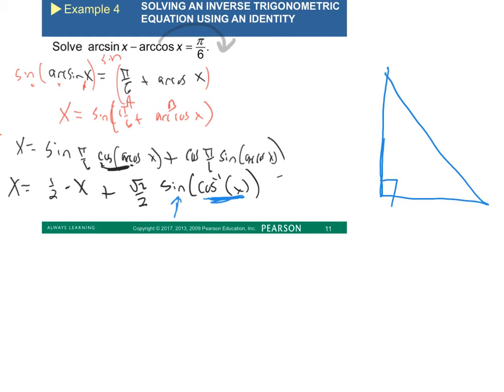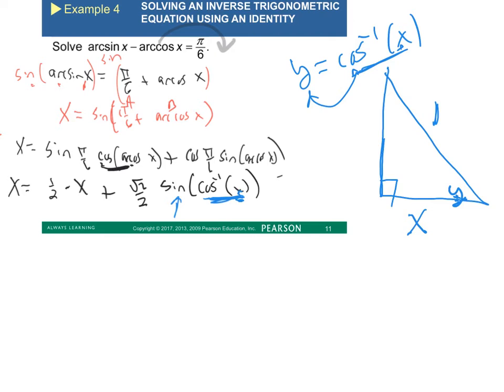If that's a right triangle and the cosine of something is x, I'll call it y. And I'll say y equals arc cosine of x. So the arc cosine of x is an angle, and I called it y. Cosine is adjacent over hypotenuse.